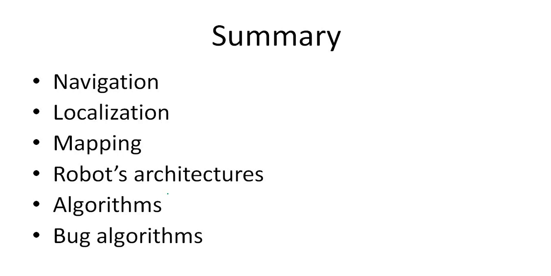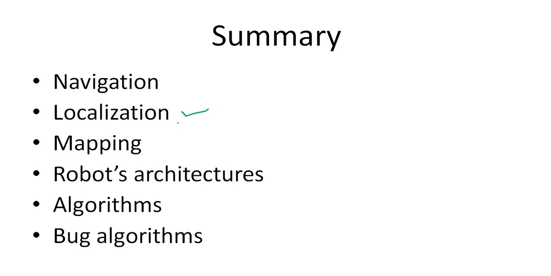Okay, so this was the end of our lecture today. In today's lecture, we have learned about navigation. We defined navigation. We also learned about how autonomous robots can navigate. And then we discussed localization. We learned that there are some errors and uncertainties in the odometry, so we need localization to improve the errors in the odometry.